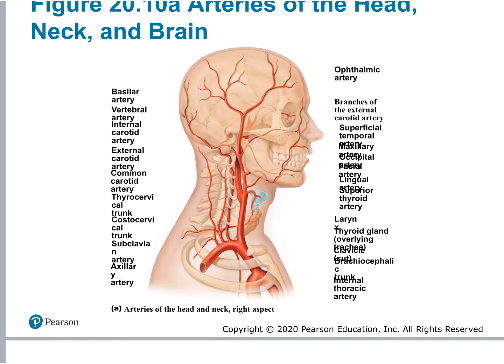The reason why we talk about the common carotid is because of this right here, where it splits. Where it splits right here is called the carotid sinus, and that is where we have the baroreceptors, which are going to detect your blood pressure.